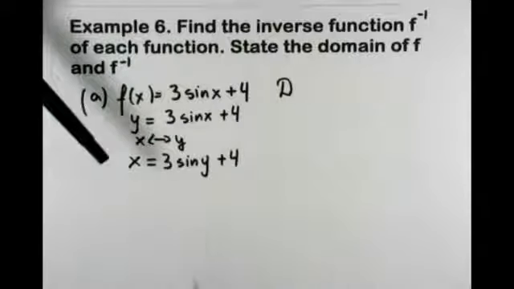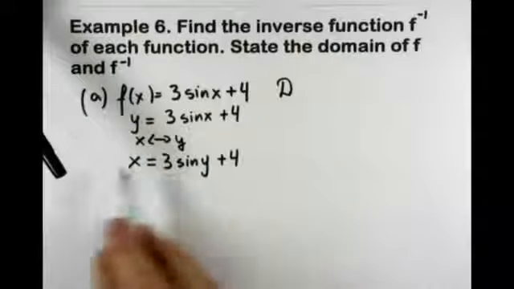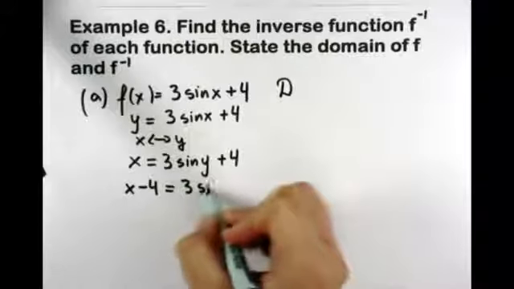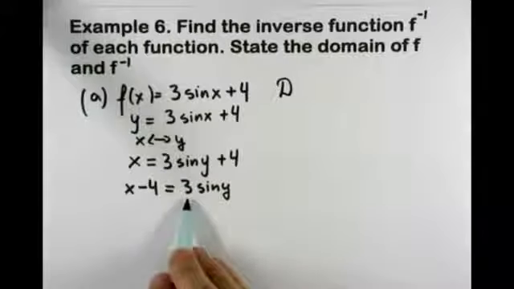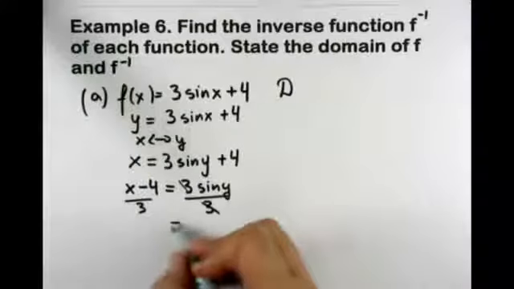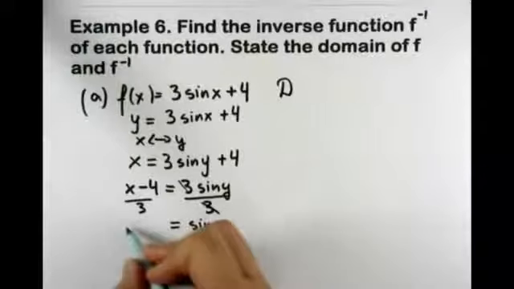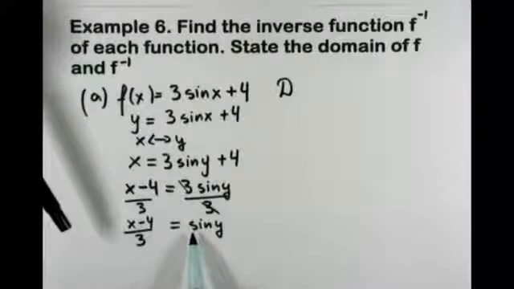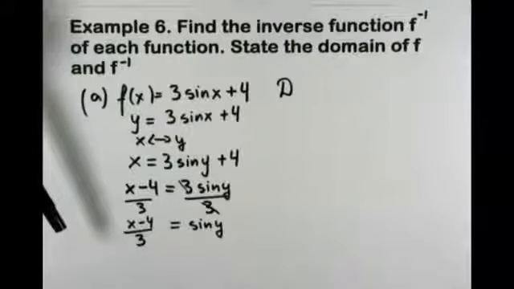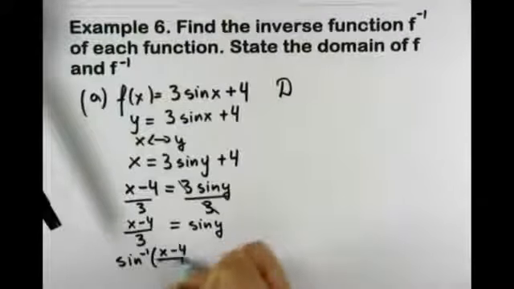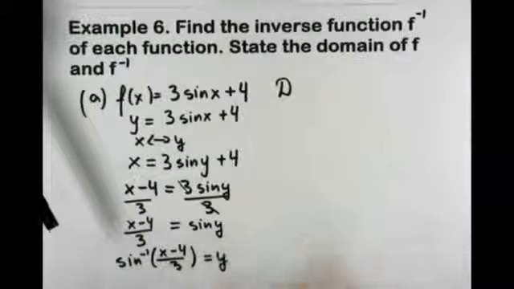Okay, and then we solve it for y. So we need to bring this over. So I have x minus 4 is equal to 3 sine y. Now we need to divide by 3. This cancels out. So I have sine y is x minus 4 over 3. And now we take sine inverse of both sides. So then sine and sine inverse cancel out. So we have that sine inverse of x minus 4 over 3 is equal to y.